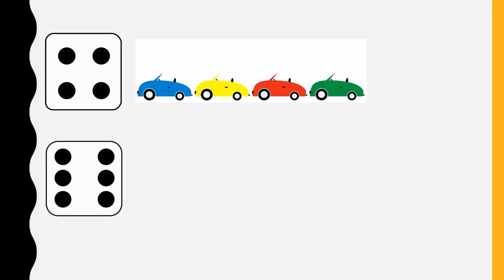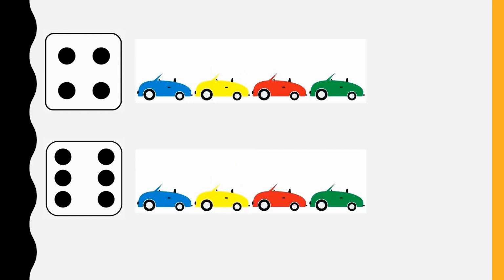Oh, I got a 6. I need to get 6 more cars and put them in a row under my top row. Now I can see which group is bigger. I can see with my eyes that the bottom row has more cars and the top row has fewer cars. Can you see which group has more and which group has fewer? Yes, the bottom row has more cars.